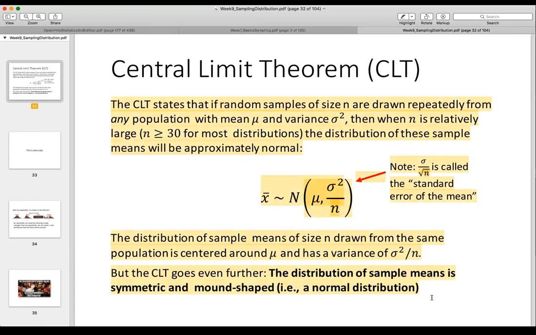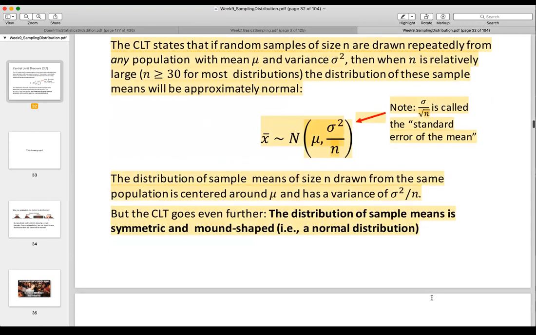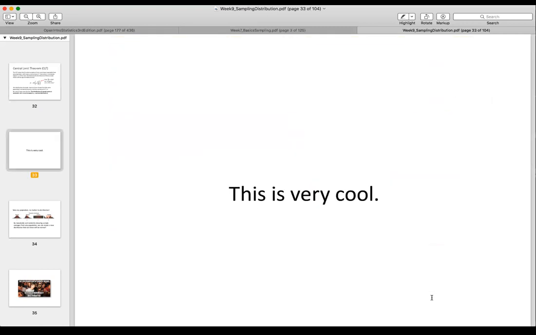The distribution of sample means of size n drawn from the same population is centered around mu and has a variance of sigma squared over n. Then it goes further. The distribution of sample means is symmetric and mound-shaped. It's a normal distribution. This is very cool.